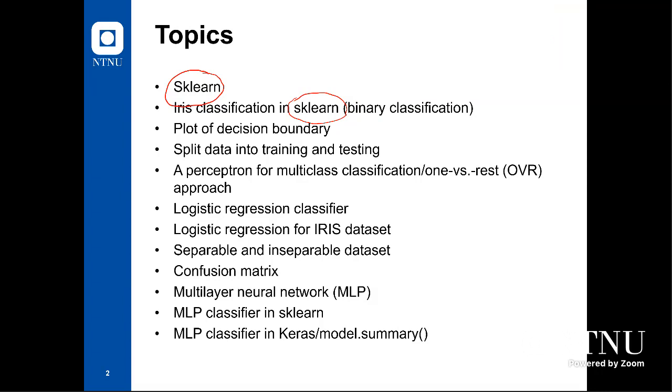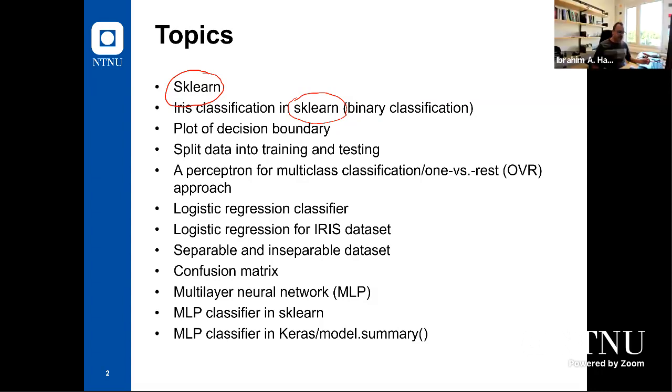We need to know something called logistic regression. Logistic regression is a perceptron also. In a perceptron, we have the unit step activation function, but in the case of the logistic regression classifier, it's called logistic regression, but it's a classifier, not regression, in fact. So we will replace the binary activation function with a sigmoid function. So it's just a matter of the activation functions.